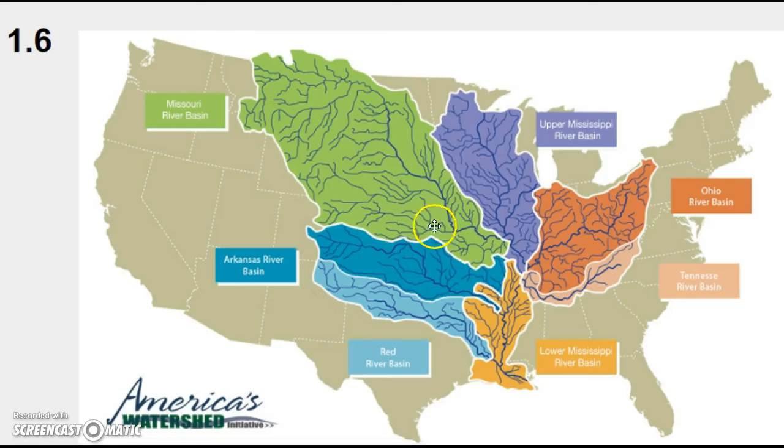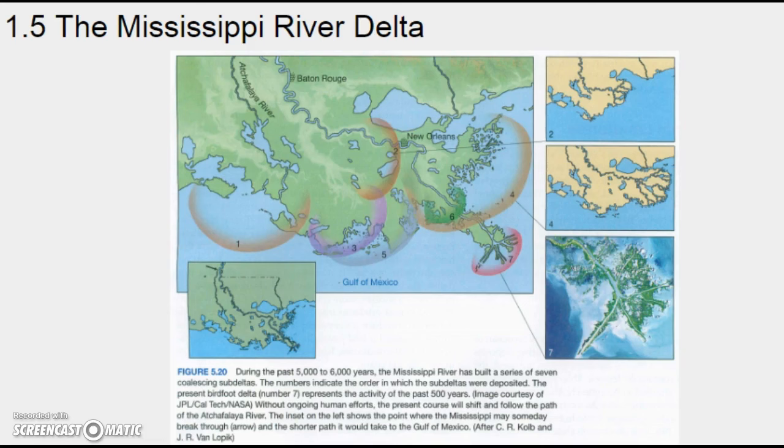All right, I'm going to pick up where I left off from the last one. We're looking at a watershed map, America's watersheds. We're looking at watersheds that feed into the Mississippi River. And I want to pay attention to what is taking place here at the Gulf of Mexico, right here where we're in New Orleans, in Louisiana.